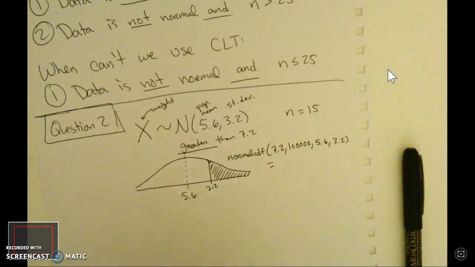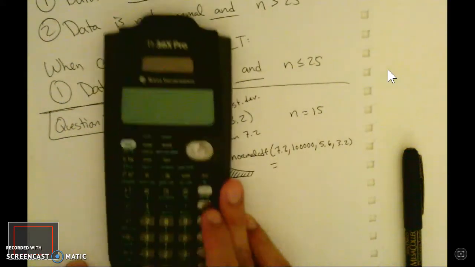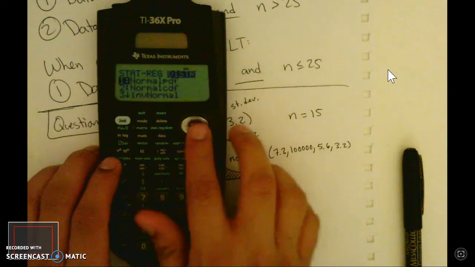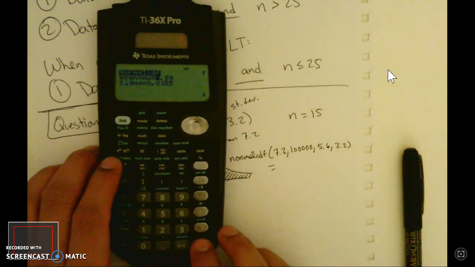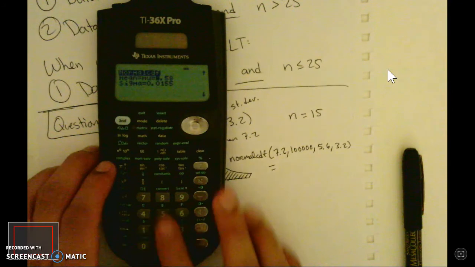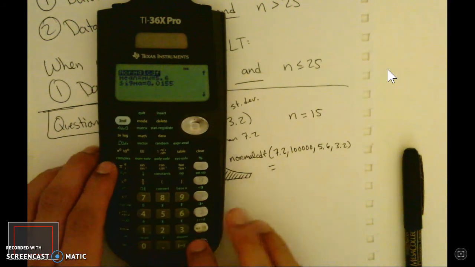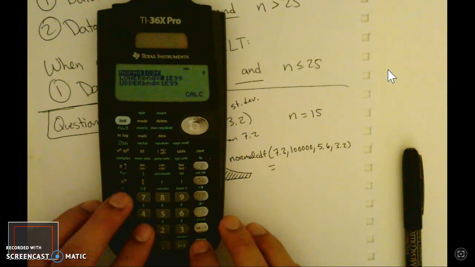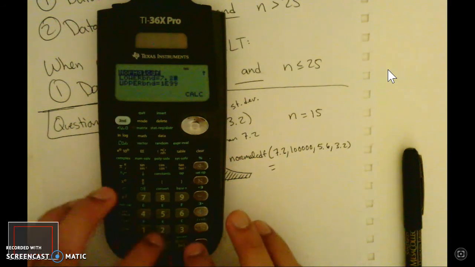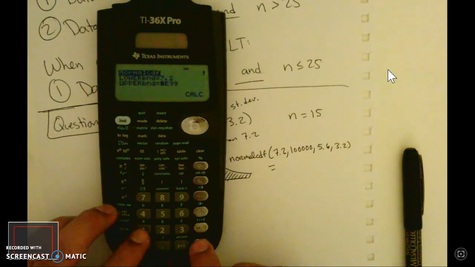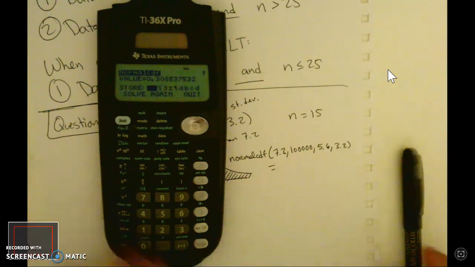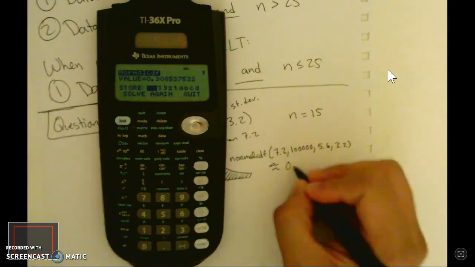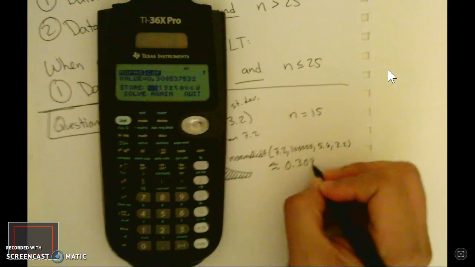I'm going to press second data, go to distributions, normal CDF. I put in the mean, 5.6, and my standard deviation, 3.2. Then my lower bound is 7.2, and I'm going to leave the upper bound like that. So when I calculate it, what am I going to get? The probability, rounded to 4 decimal places, is 0.3085. That's what we get.